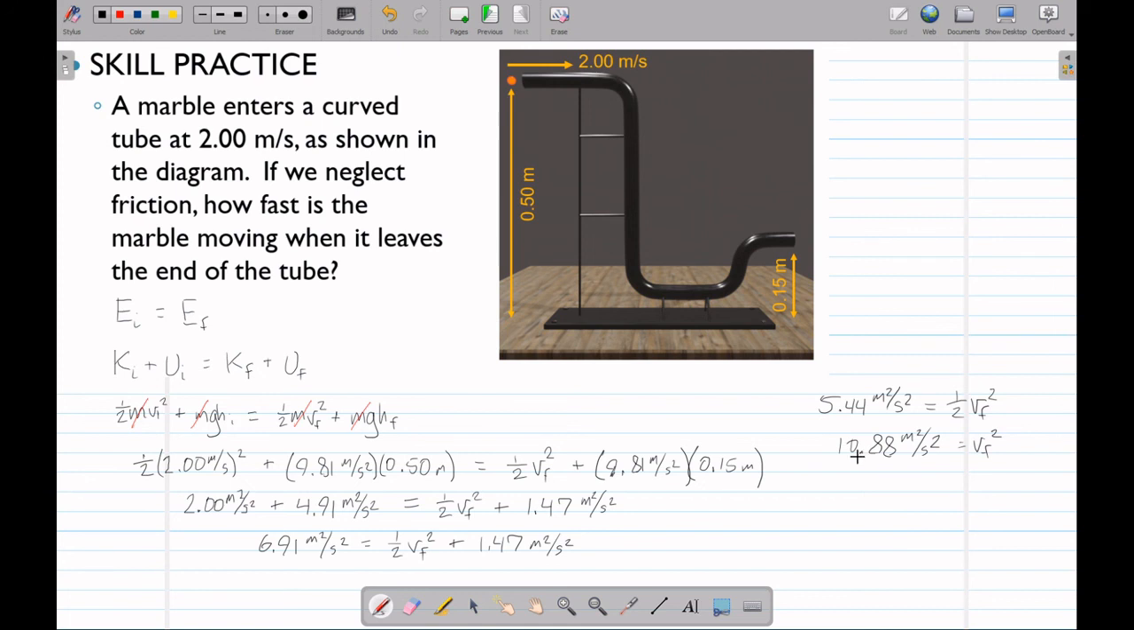We take the square root of both sides, and now we're going to finally round it down to 2 significant figures, and we'll get 3.3 meters per second on the left. We take the square root of meters squared per second squared, we get meters per second. And on the right, we have VF, which means we have reached our final answer. So if the marble enters this side moving at 2 meters per second, it will exit this side moving at 3.3 meters per second.